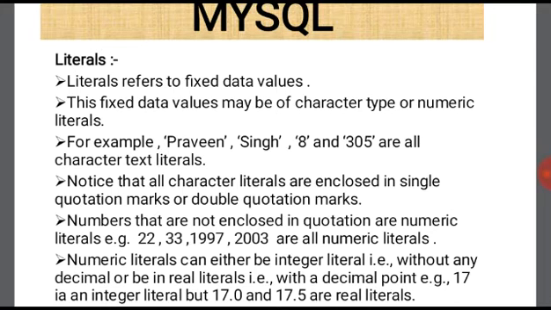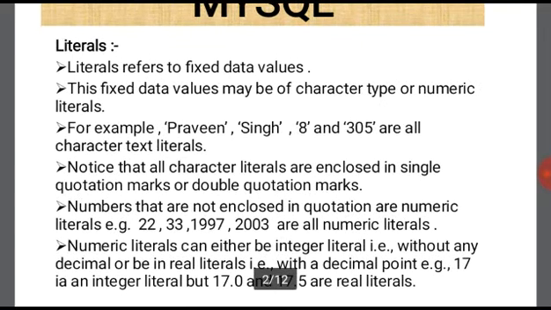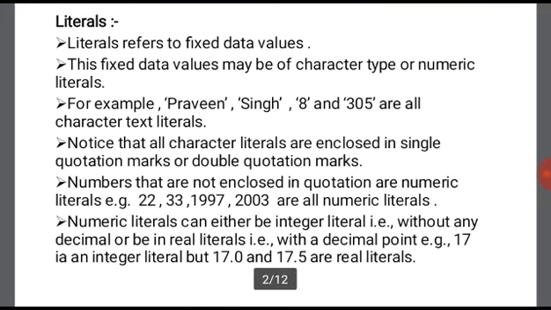The literals are basically of two types: string literals and numeric literals, or we can say character type literals or numeric literals. Character type literals are those which are a combination of characters, such as a name, such as a name Praveen or Singh. Both are string literals.